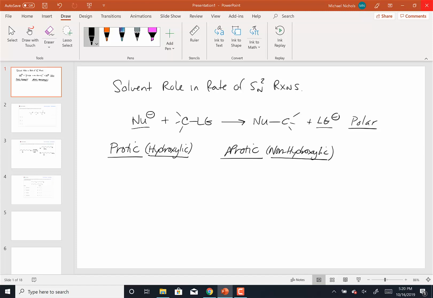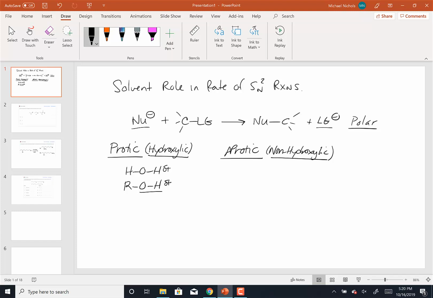So let me give you some examples. For protic or hydroxylic solvents: water, alcohols. In other words, anything with an OH group attached to it. And those are going to be able to undergo some hydrogen bonding, or they're going to be able to solvate the negative charges very, very well, because we've got delta positive hydrogens in those protic or hydroxylic solvents.